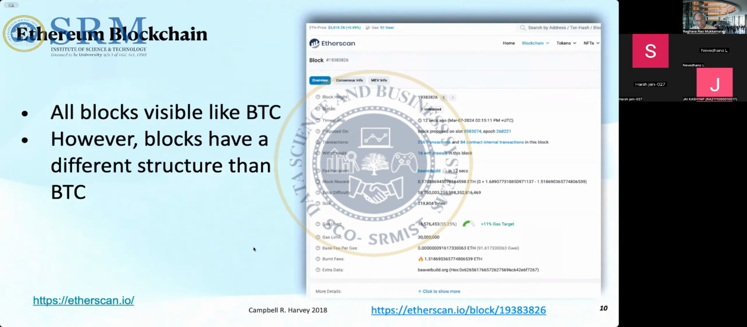Again, like Bitcoin, all the blocks are visible, so they are accessible, but the blocks have a different structure. Even the internal transaction ordering structure is different from Bitcoin. In case of Bitcoin, we use Merkle trees to hash the transactions and create a transaction graph. But here we use a different structure, which is built on the Merkle tree, but is a more advanced cryptographic structure to put the transactions into.